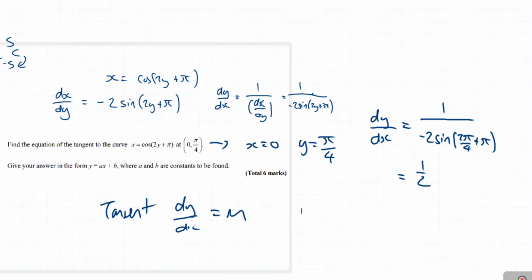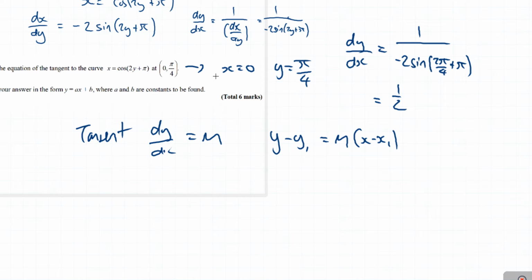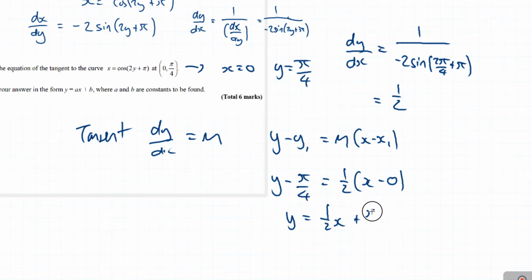the straight line. And from here we can use our formula, so either y minus y1 equals m(x minus x1), or just using y equals mx plus c. We know that x is 0 and y is pi over 4, so y minus pi over 4 is equal to a half bracket x minus 0, and that leaves us just by rearranging the equation, y is equal to a half x plus pi over 4. And that's your final answer. You can say a is equal to a half, b is equal to pi over 4, but you can just leave your answer in that form as well.